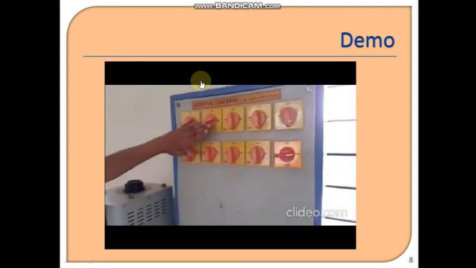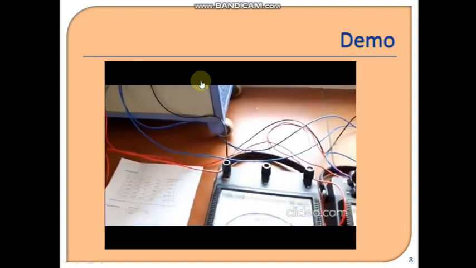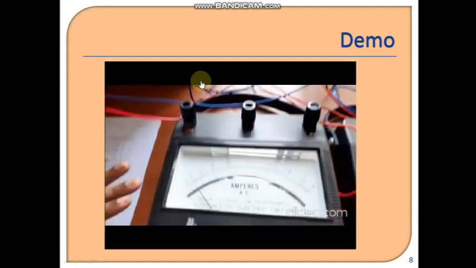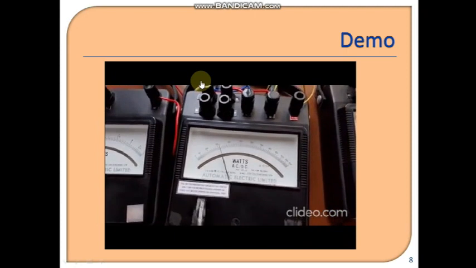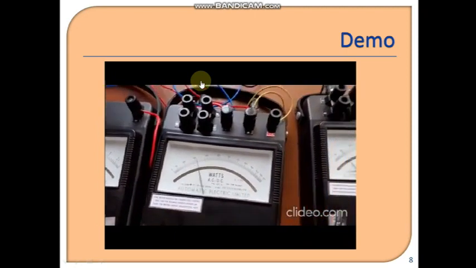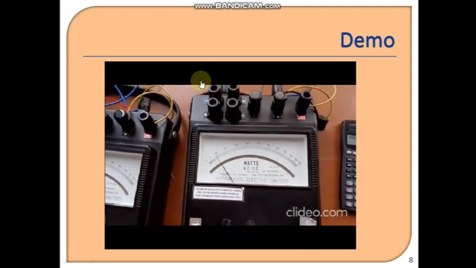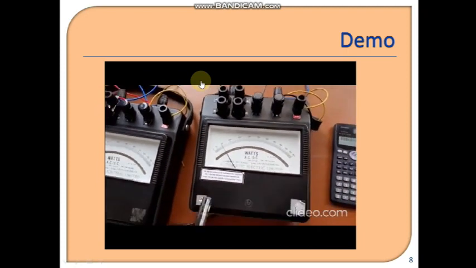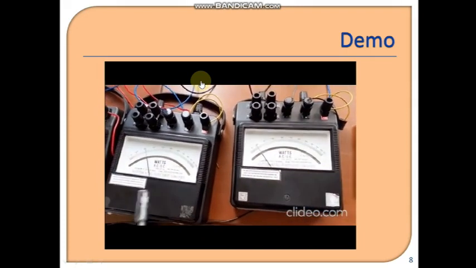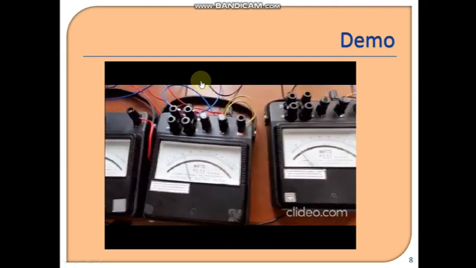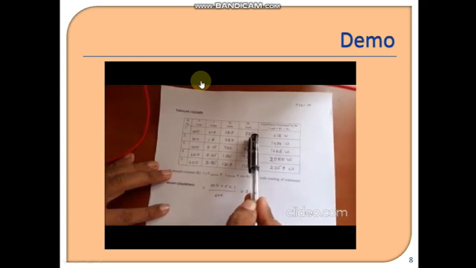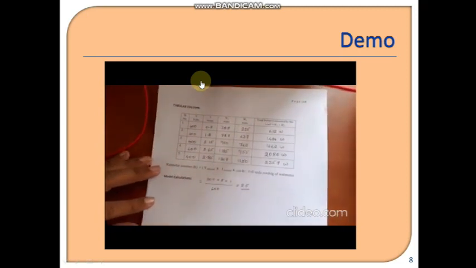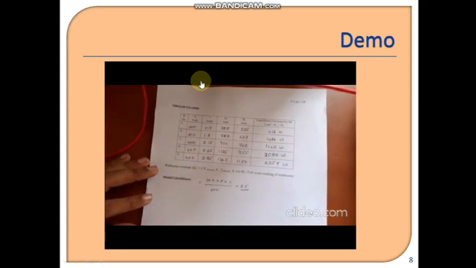Put two switches initially for loading. Once the load is put as step 1, take the ammeter current and wattmeter W1 reading. Similarly, take the wattmeter W2 reading. Whatever reading is shown in the wattmeter should be multiplied by the wattmeter constant and written. The W1 is 387 watts, W2 is 225 watts, total power consumed is 612 watts.